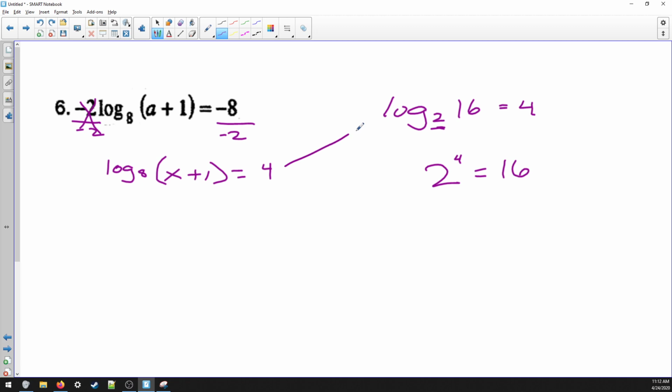So now this and this thing are pretty much the same, right? I have a log, I have a base, I have an expression that equals the answer on the other side, okay?